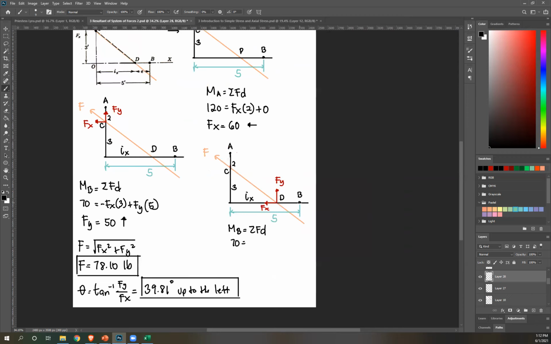Notice Fx passes through B, therefore ignoring that. Next, Fy. Rotate Fy about B, that's clockwise, therefore positive Fy. And then perpendicular distance. That perpendicular distance is this length, and that's equal to 5 minus ix, or intercept on the x-axis. Now, luckily, we've already solved for Fy, and that's 50. Therefore, I can solve for ix. Please solve. What's the answer?